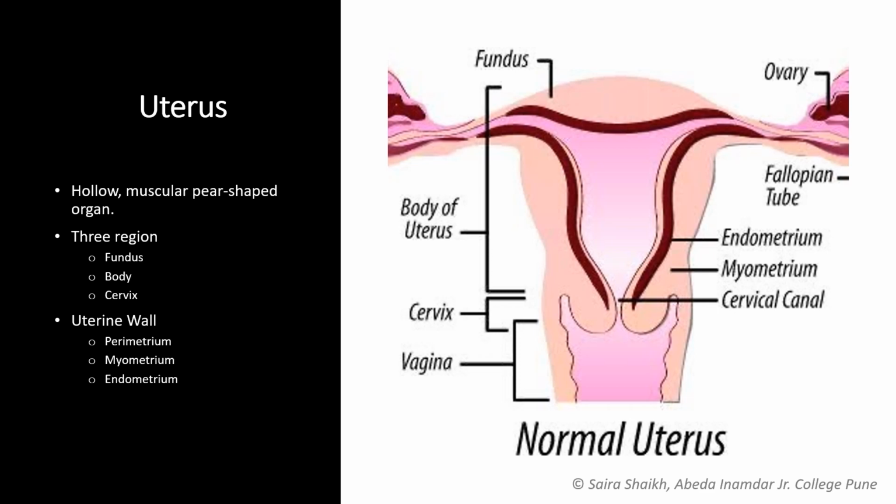The uterus is a hollow, muscular, inverted pear-shaped structure. The uterus has three regions: fundus, body, and cervix. The fundus is the upper part, a little elevated. The body is the main part, the major part of the uterus. And the cervix is the last part of the uterus, present below the body region.